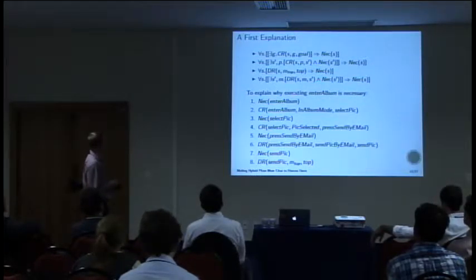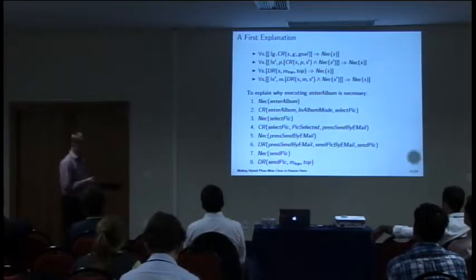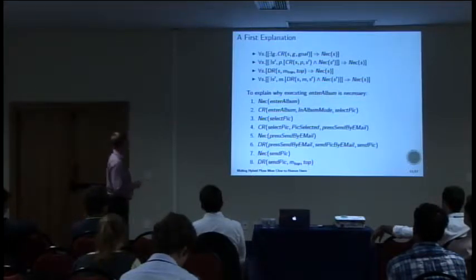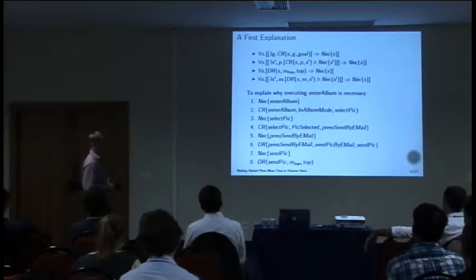So this one says, to show that anti-album is necessary, you have to find a causal relation between anti-album and some other plan step S prime, but then you have to show that S prime is necessary. So in this case, I use a causal relation between anti-album and select pick, but then I have to show that select pick is necessary. Okay, so how do I do this? I use, again, the second axiom. So I choose in this case this causal relation between select pick and present by email, but then I have to show that that one is necessary.